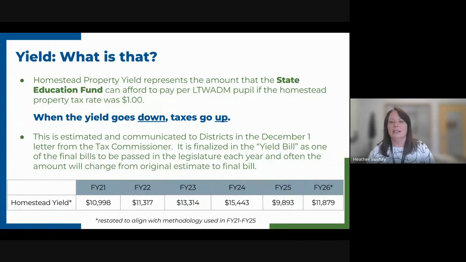We get an estimate of the yield communicated to us in the December 1 letter from the tax commissioner, but the yield does not get finalized until the yield bill is passed out of the legislature. That is one of the final bills to be passed in the legislature each year. So when we are communicating about our budget to our constituents, this number is always an estimate. It never gets a final number when we're talking because it isn't final until after our budget has been voted on.